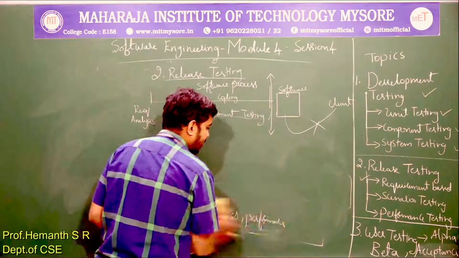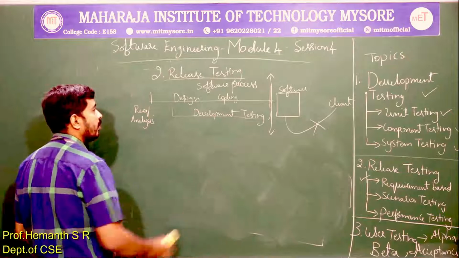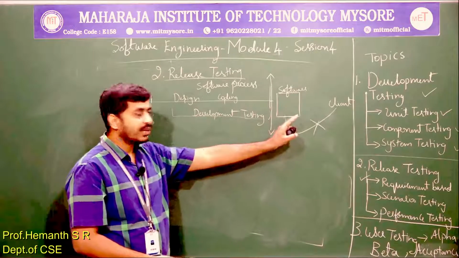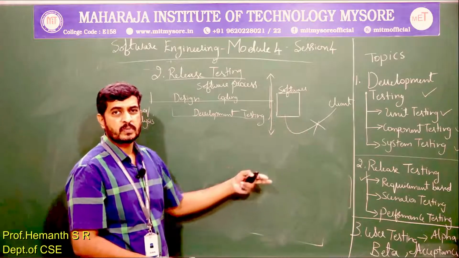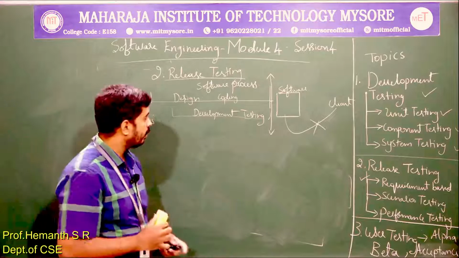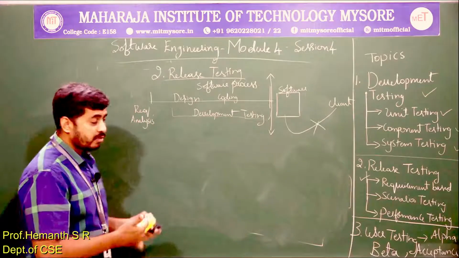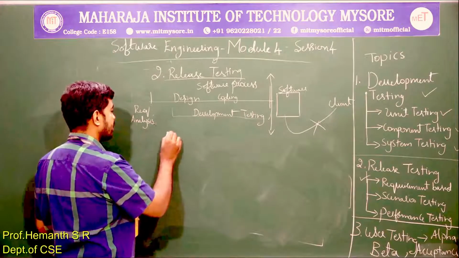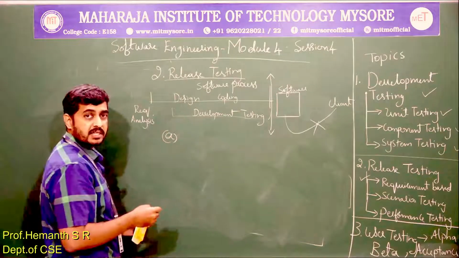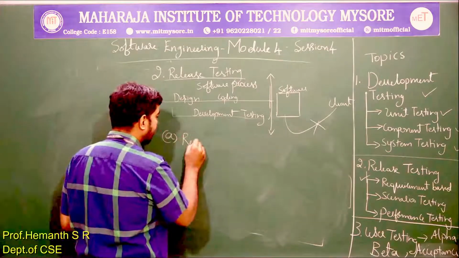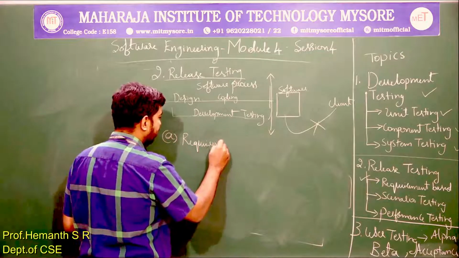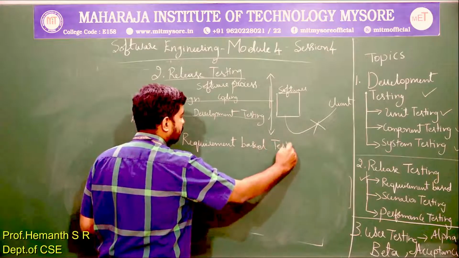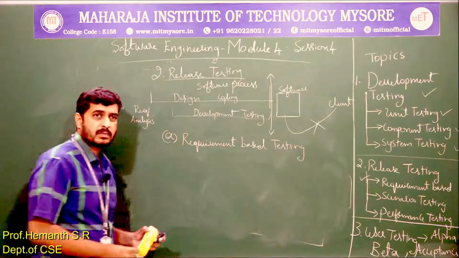So we are in release testing. We understood the software product is almost complete, but before giving to the client, we are testing the software for few aspects across few dimensions. Also, we understood there are different approaches to release testing. We are studying the very first approach. What is it? The first approach in release testing, that is requirement based testing. What is requirement based?